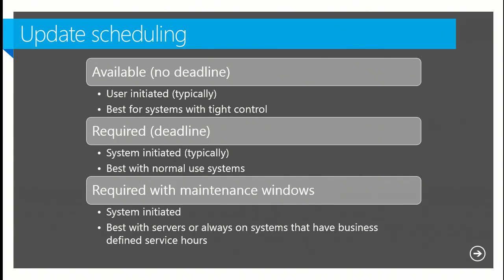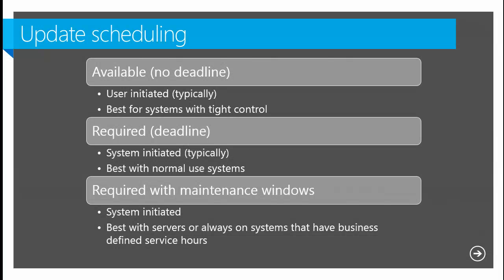We can do the required deadline. This is the one that most of the time folks are going to be using. Your normal users, there's no reason for them to have final say over what updates do and do not get installed. It's the way to open up your environment to vulnerabilities. And then there's kind of a last way, not really a hybrid way, but a little bit of a different way of approaching it, and that's actually to use maintenance windows.